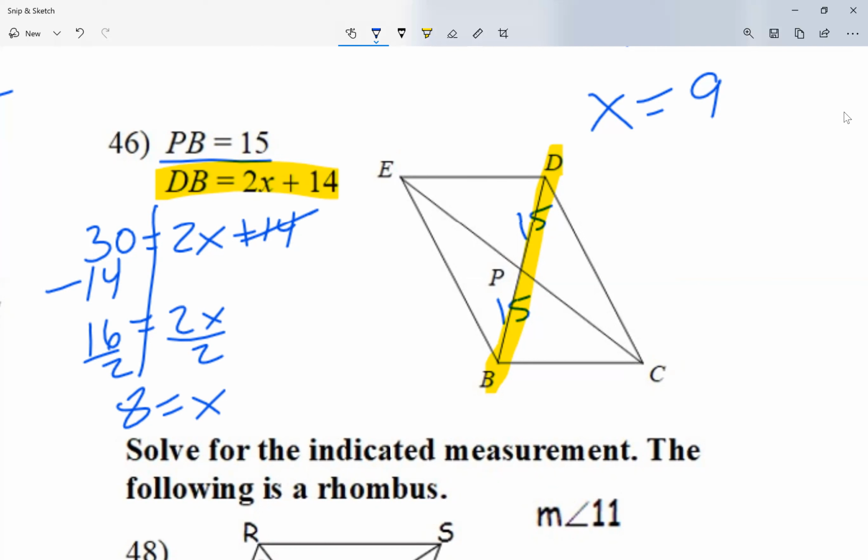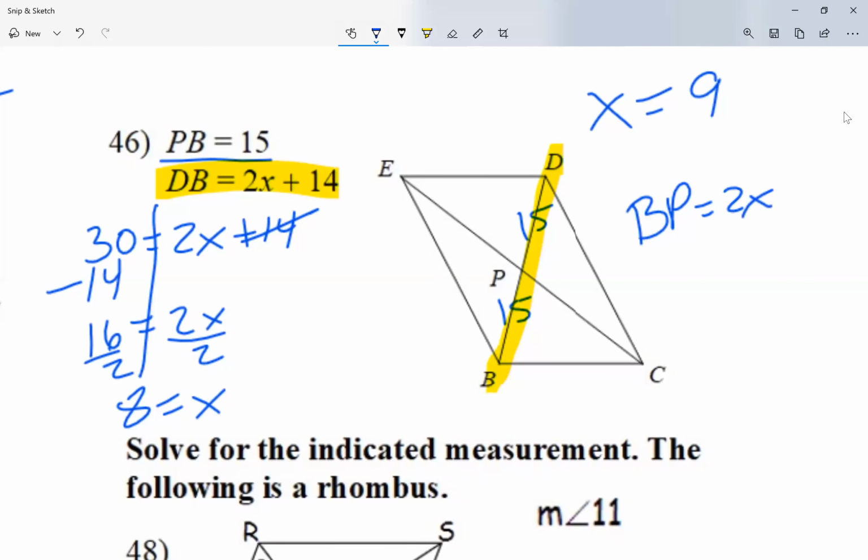I could have also asked you to solve for x in a different way. I could have said BP is equal to 2x minus 1, and you guys will be able to figure out what x is. Now BP, notice, is not the entire diagonal. So that one I would have set as 15 is equal to 2x minus 1 and solve for x. You will figure out that x is also 8.